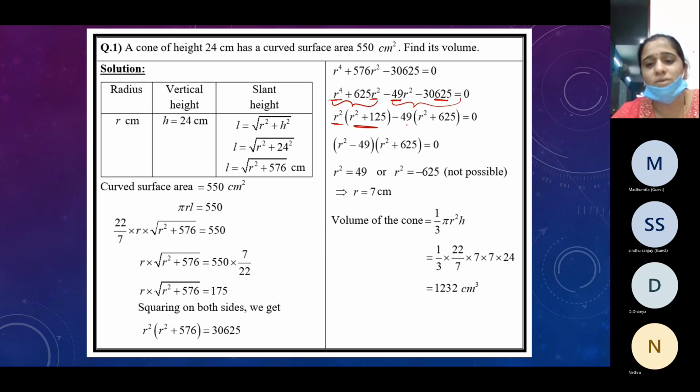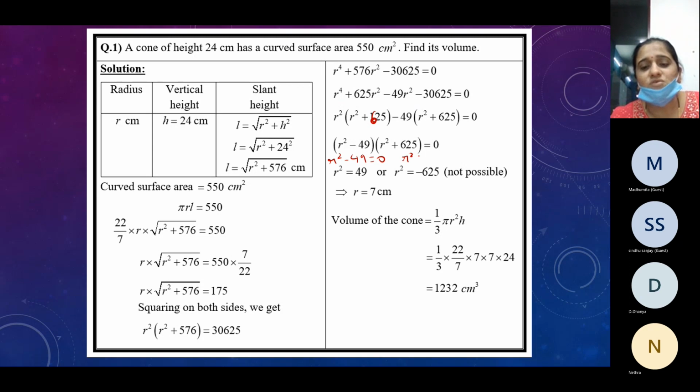And here 49 is common. Then you know how to write this. So r square minus 49 into r square plus, I have made a mistake while typing. It's not 125, it's 625. R square plus 625 into r square minus 49. So when you equate, r square minus 49 is equal to 0. R square is equal to 49. R is equal to 7.